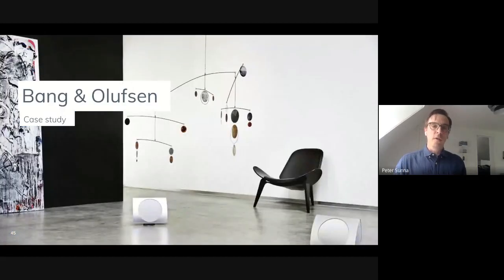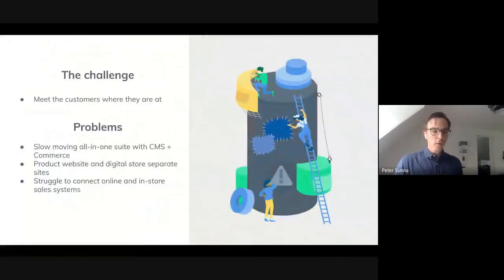And I wanted to end with one example, which is Bang & Olufsen. So Bang & Olufsen felt that they weren't moving fast enough. They weren't able to build new experiences that they wanted, and they weren't able to meet the customers where they were at. They had invested in one of these traditional systems, which comes with CMS and commerce, but they felt that solution was holding them down. They weren't able to connect the physical stores with the digital experiences.